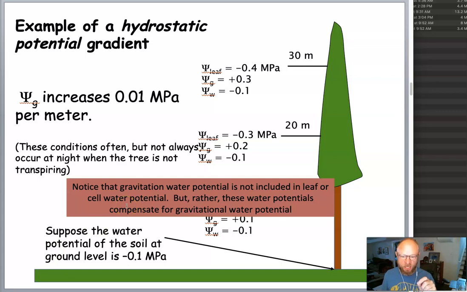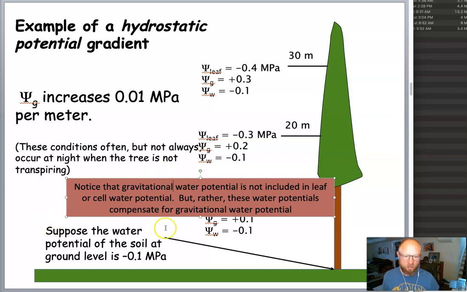Notice that the gravitational water potential is not included in the water potential we calculate of individual cells or individual tissues, but rather the water potential in those tissues has to compensate for gravitational water potential. So let's go back a slide.